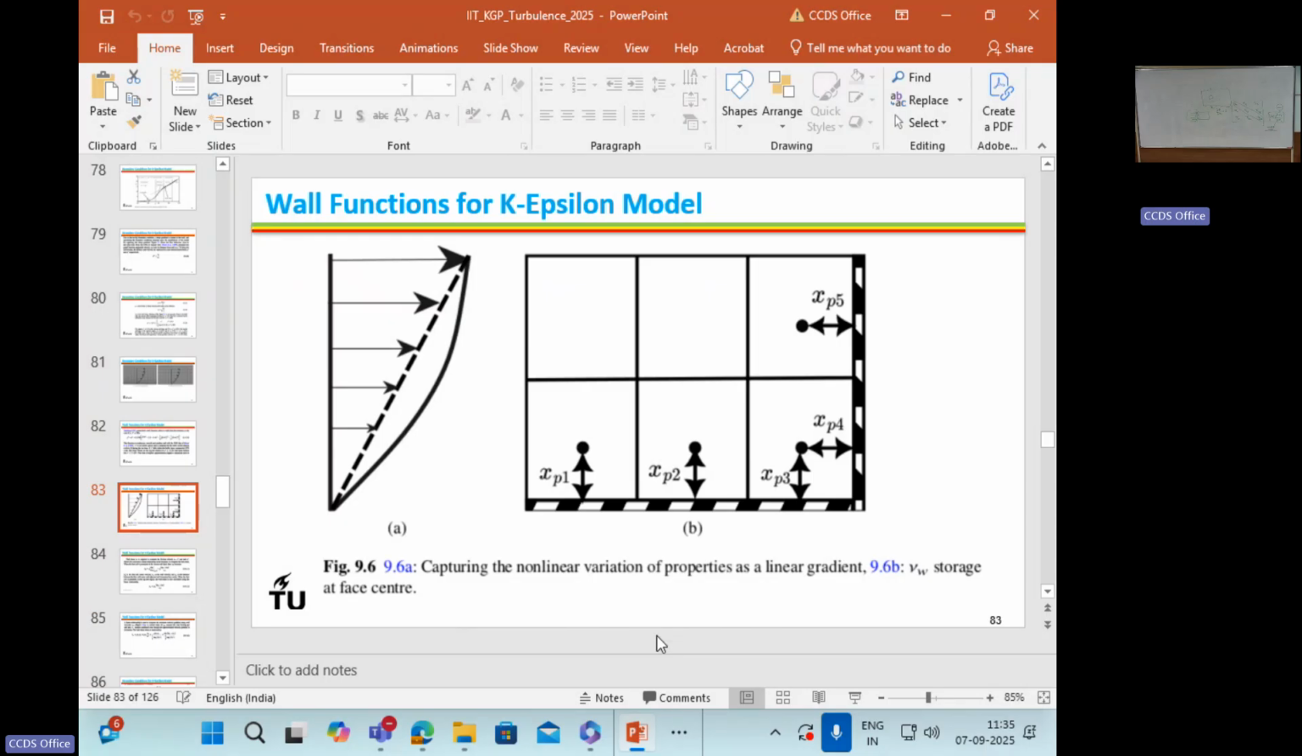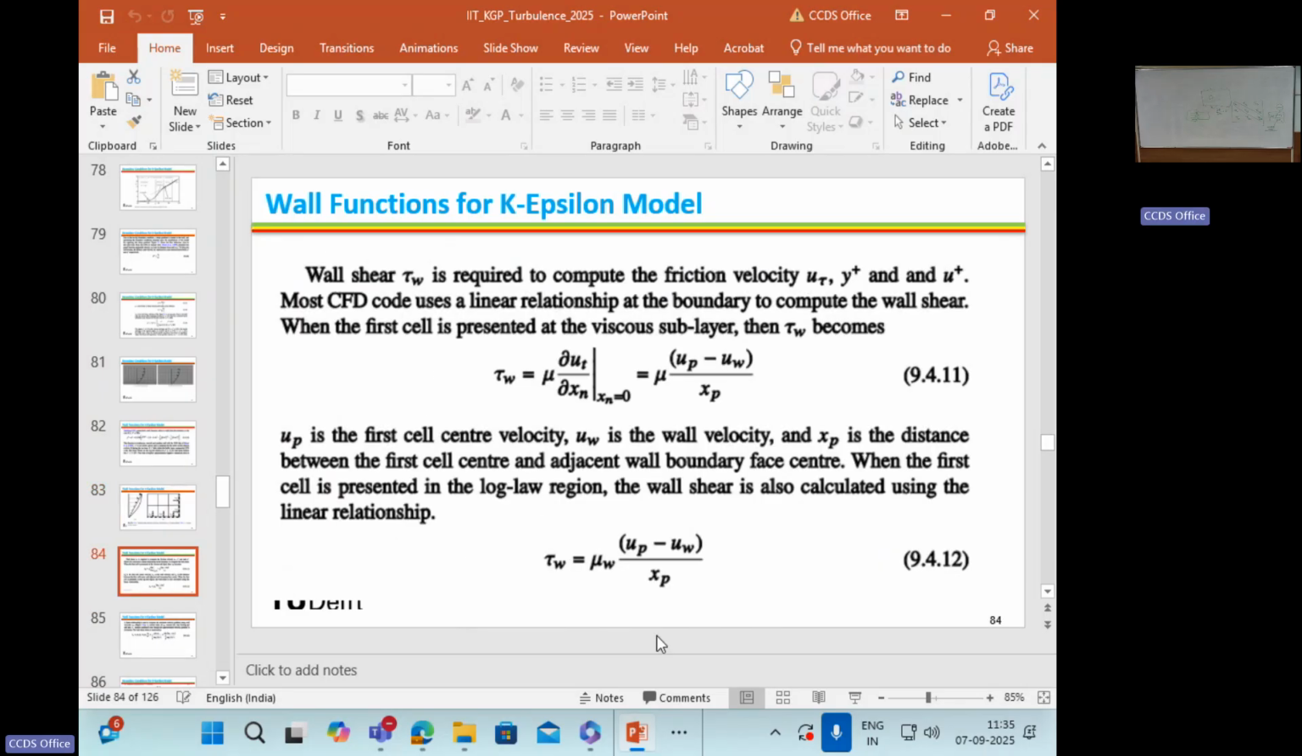For the y plus calculation, additionally we have to save the viscosity, the eddy viscosity information, at the phase center. For each phase, there is a specific eddy viscosity. How does it look? Let's come to the next slide.